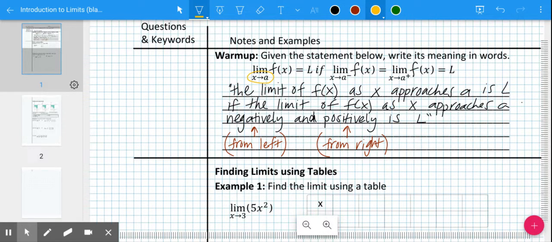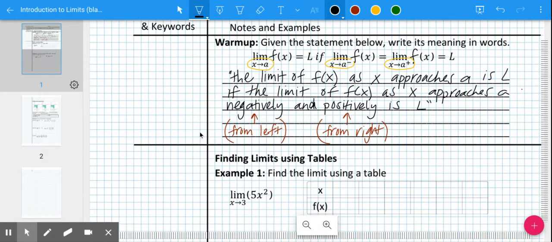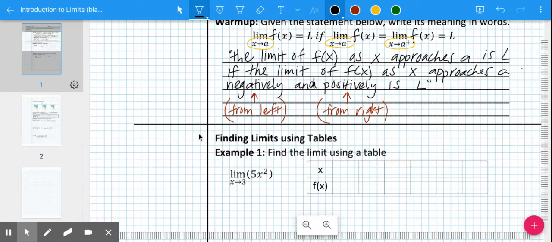If the limit of f of x as x approaches a negatively, that a to the little negative means we're approaching from the left, and the limit of f of x as x approaches a positively, that little a to the positive implies that we're approaching a from the right, are both equal to L. So the idea here is if we approach from the left and we approach from the right, and both sides are approaching the same value, then that is the limit of the function. So essentially, we need to have agreement on the two sides of whatever number we're approaching.